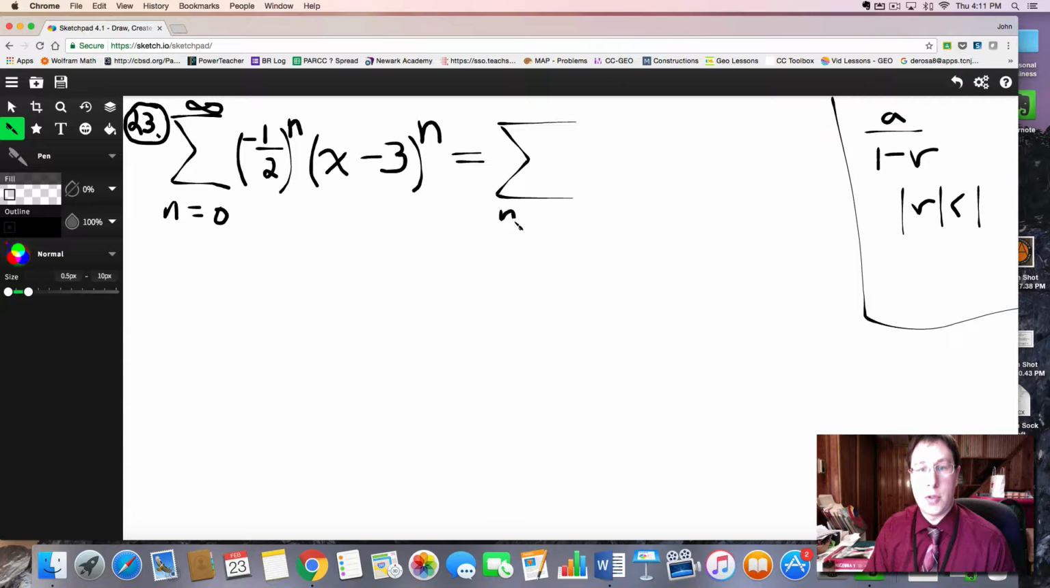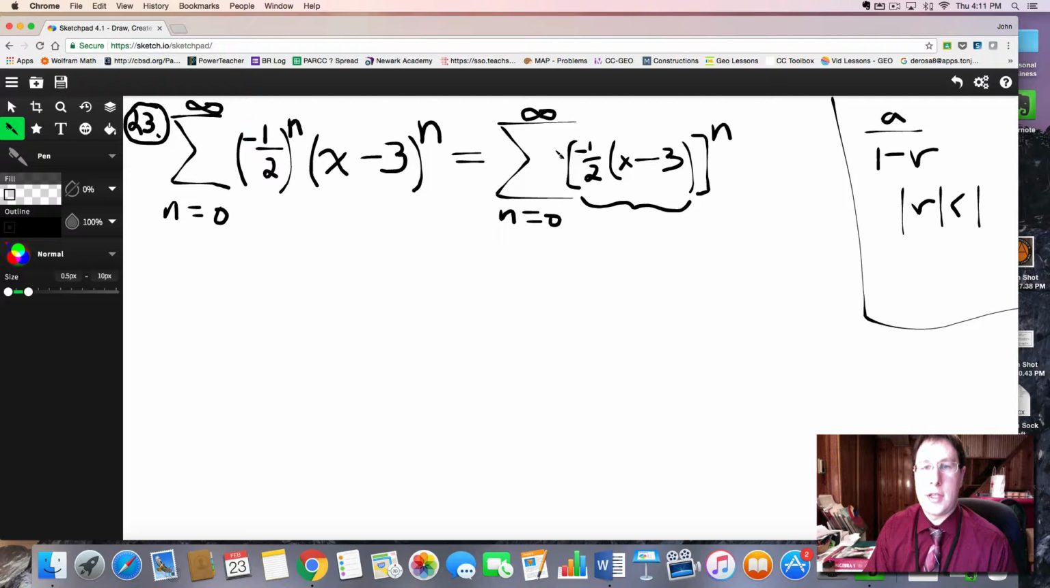So what I'm going to do is just rewrite this problem so it's a little clearer to see what our common ratio is. So I can use exponent laws and rewrite this as negative a half times x minus 3, the whole thing to the n power. And then it's clear that this would be a geometric series with a common ratio of whatever is inside here. If we had a constant on the outside, that would correspond to our a, but we don't here. So this geometric series converges precisely using this formula.